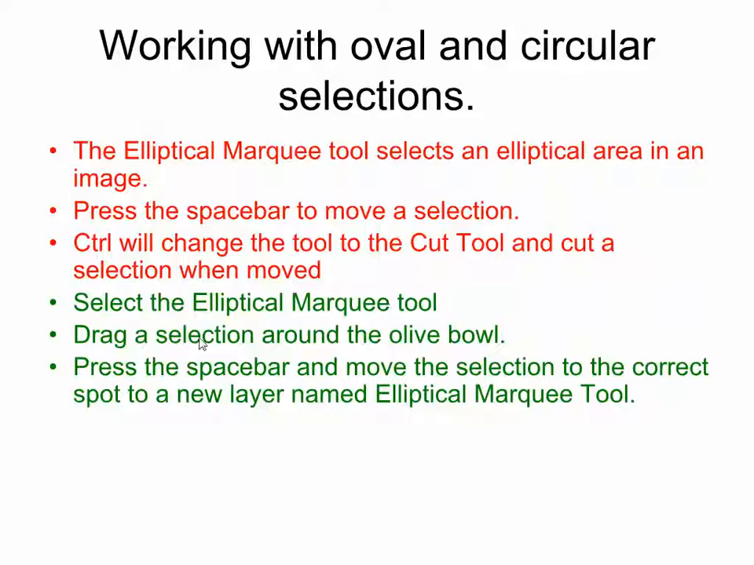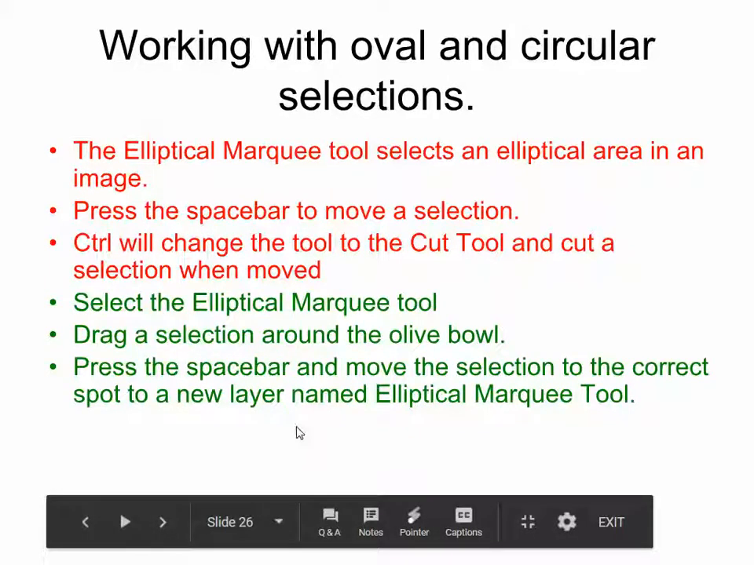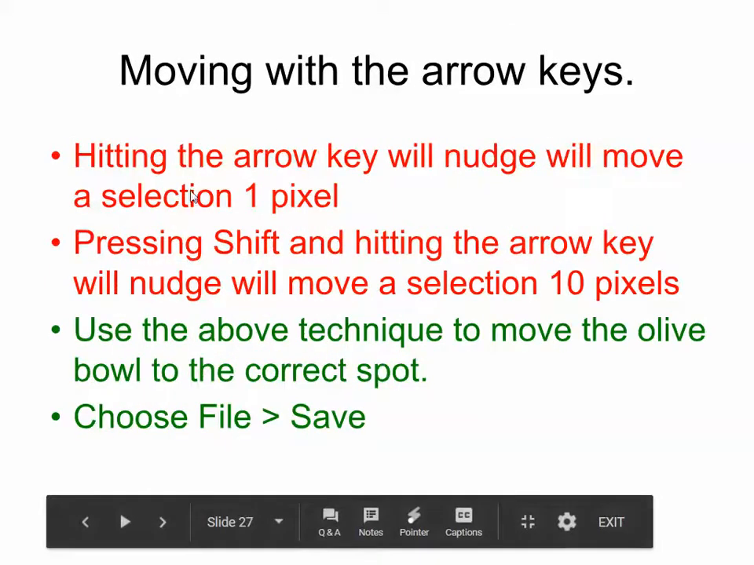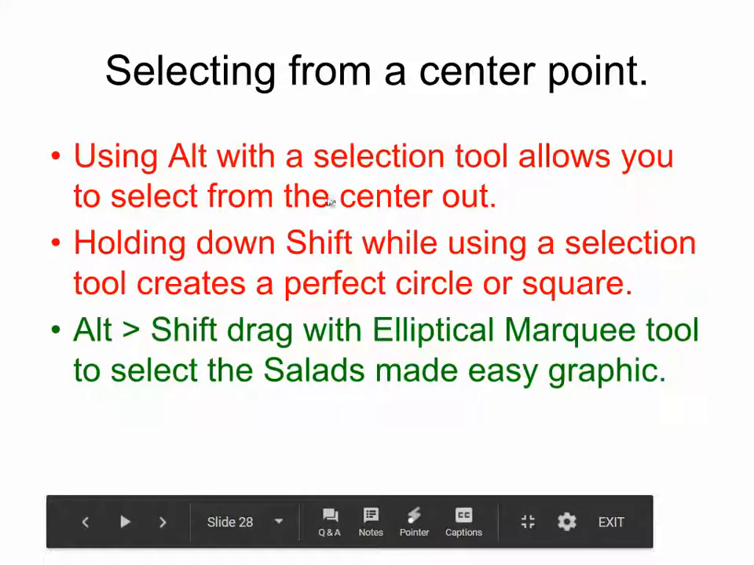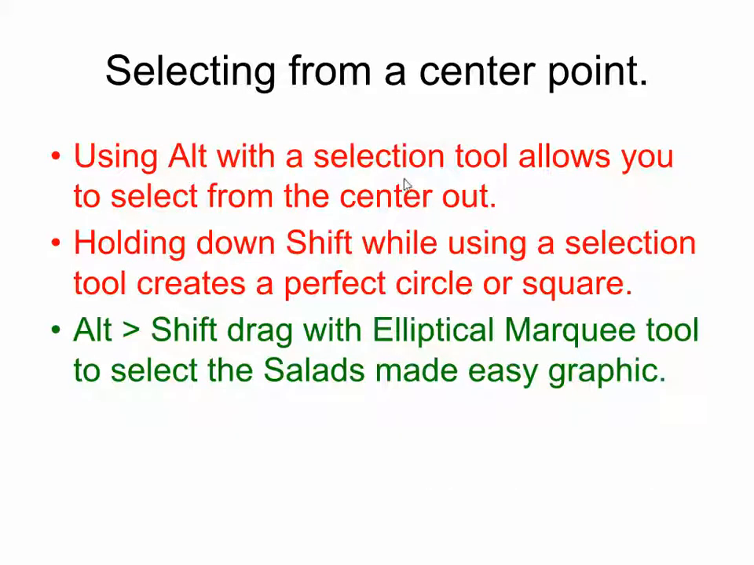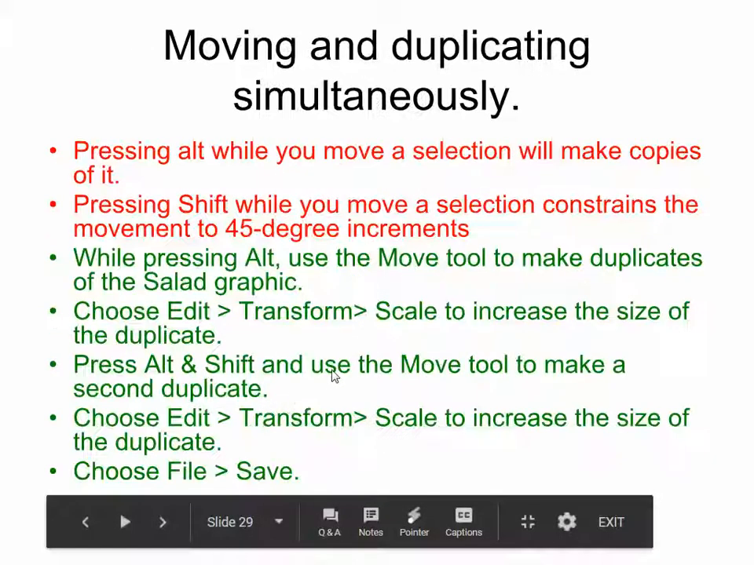Okay, so I showed you this. If you hit the arrow key while you're selecting something, it'll nudge the selection. If you hit Shift and the arrow keys, it'll move it more. Okay, so we did this using the selection tool with Alt from the center out. Shift makes a perfect circle. So I showed you all this. All right, we're good.